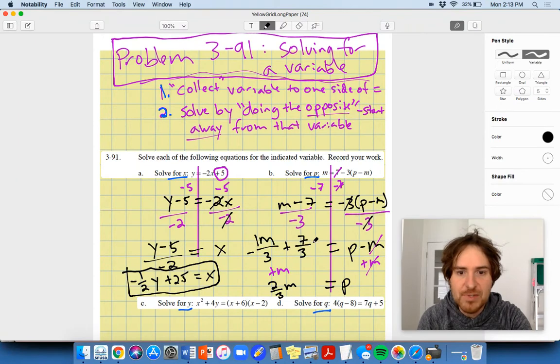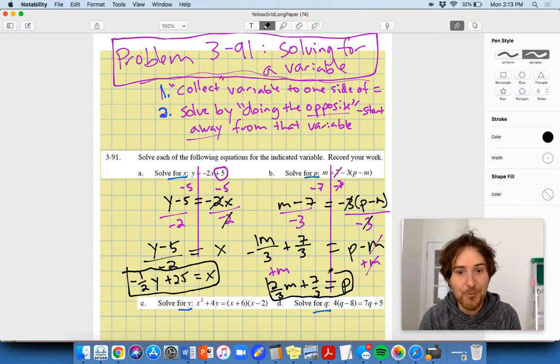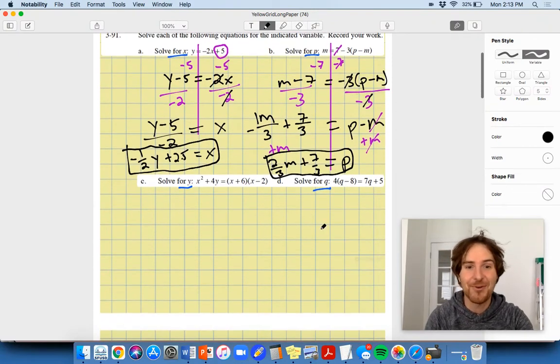And then this was 7 over 3. I didn't actually do the fraction part earlier. Plus 7 over 3 is equal to P. And that's my answer. Hopefully I got my answer right there, too. I haven't checked my answer key. I know I've had some problems with that.